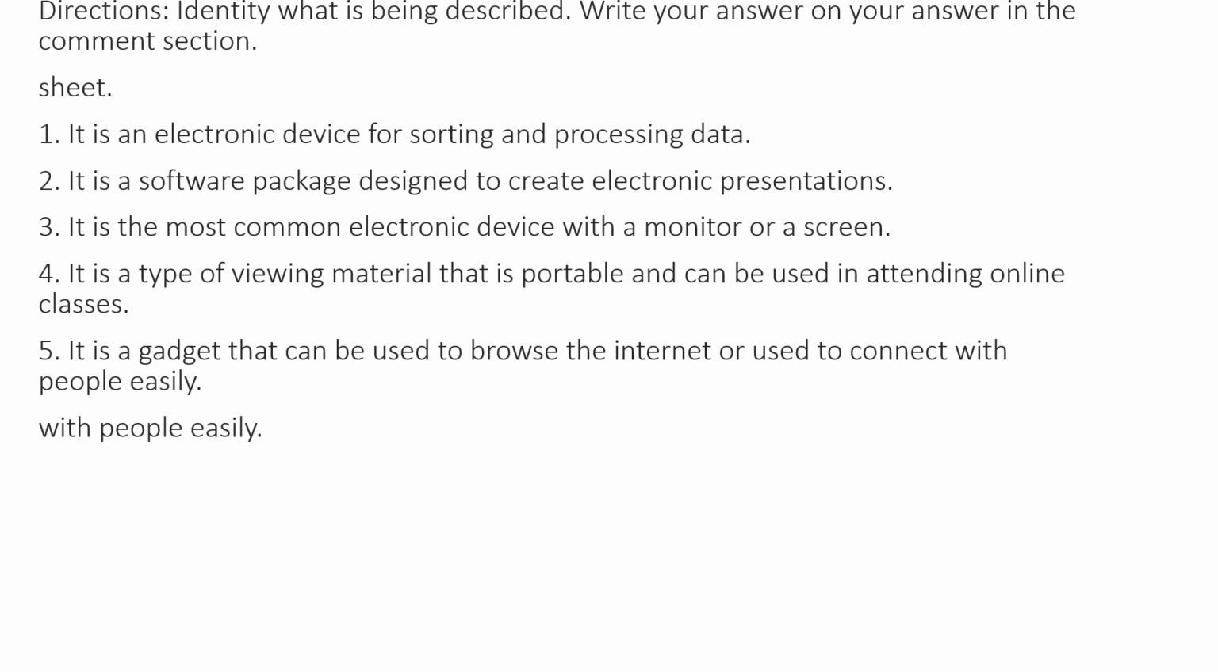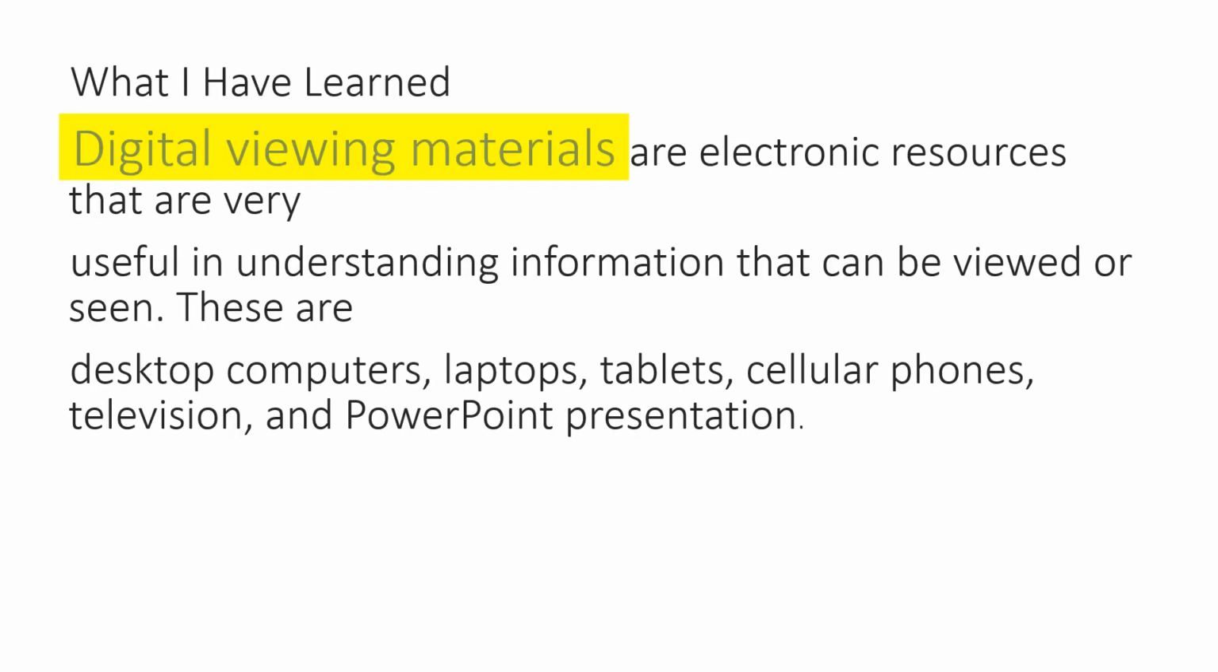Number 5, it is a gadget that can be used to browse the internet or used to connect with people easily. That is the cell phone. Okay. Now, remember that what you have learned is digital viewing materials. It is an electronic resource that is very useful in understanding information that can be viewed or seen. These are desktop computers, laptops, tablets, cellular phones, television, and PowerPoint presentation.